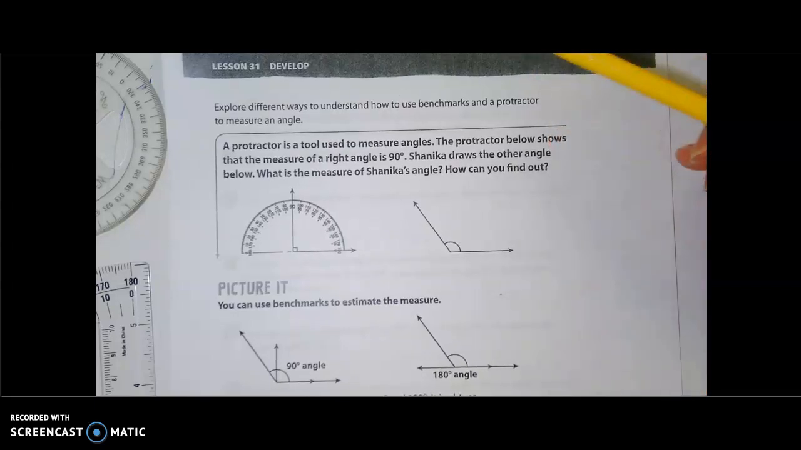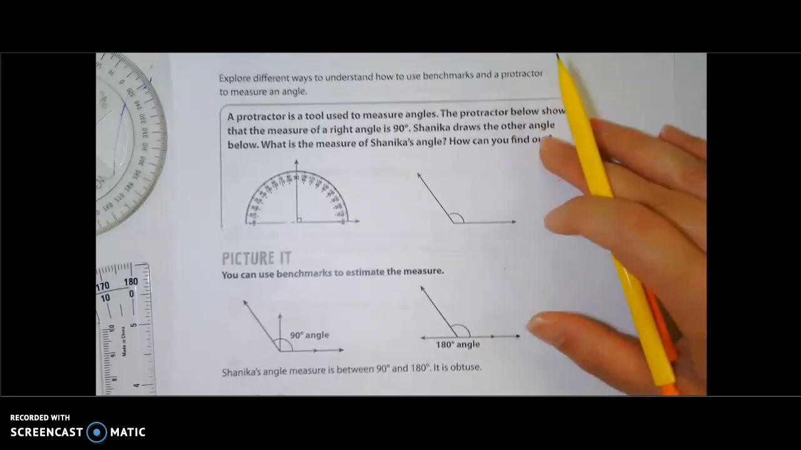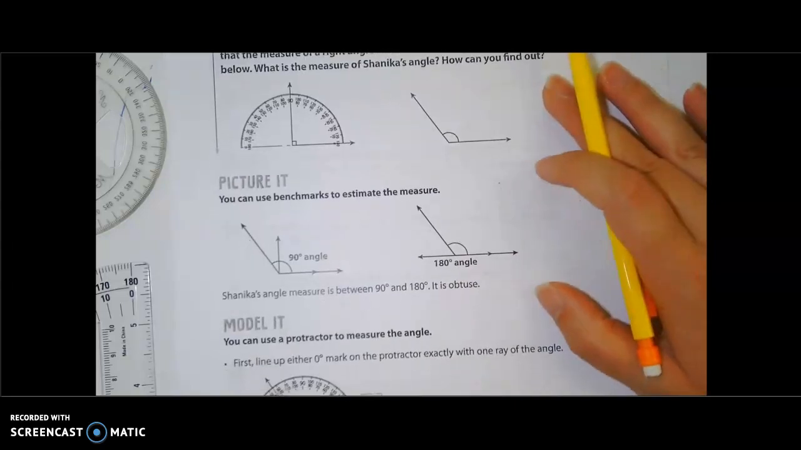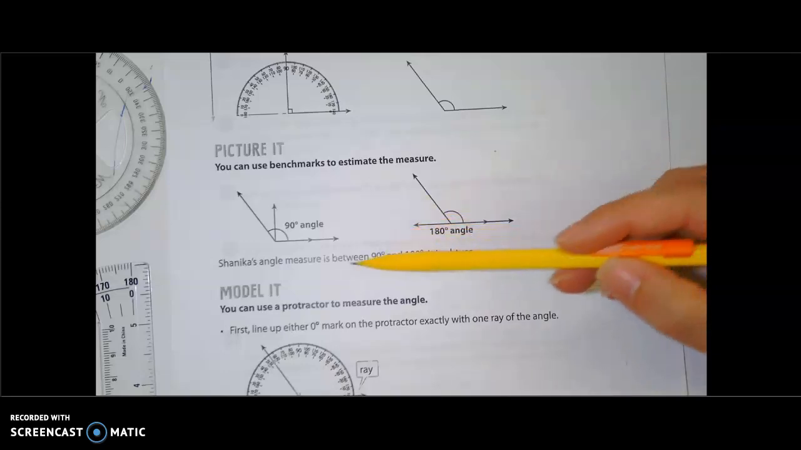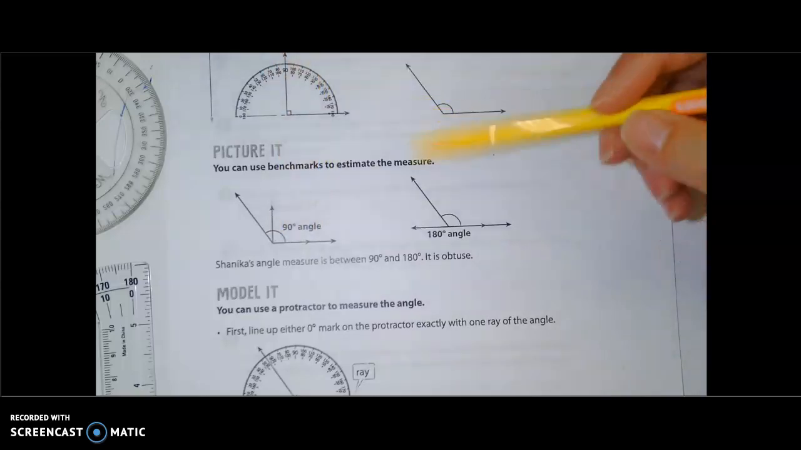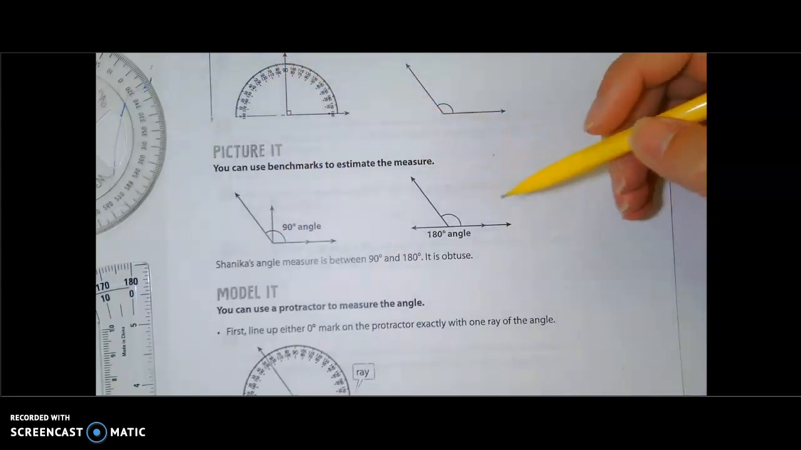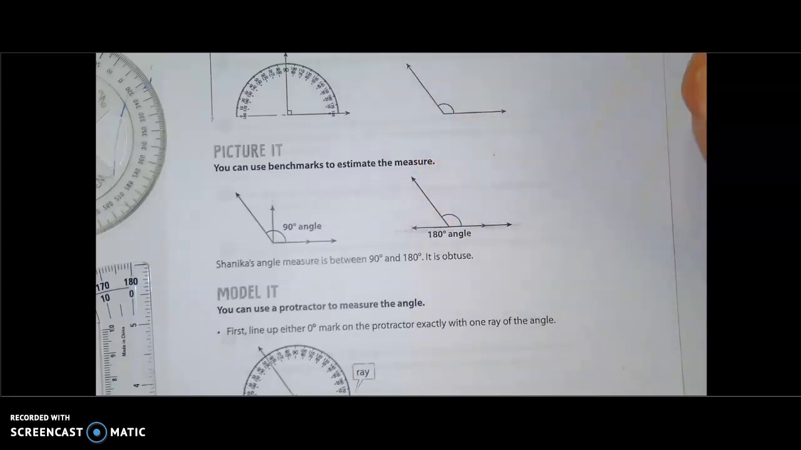So, the problem we were asked was to figure out what the measure of Shanika's angle was. And several of you had different ways of measuring it, which was great. One way we could talk about it is those benchmark angles, right? We know what a 90-degree angle looks like, so here's our 90-degree angle, right? We know what a 180-degree angle looks like, and that it's a straight line.